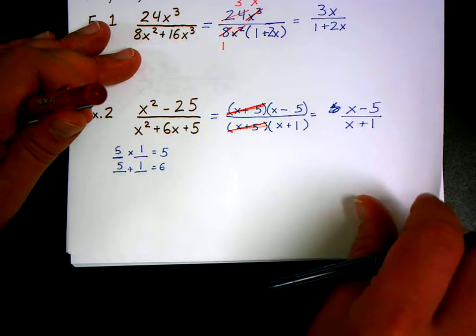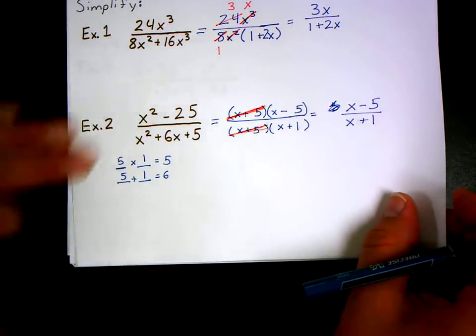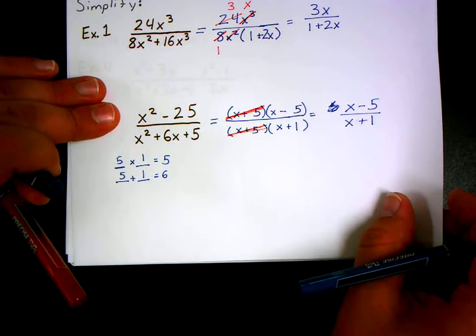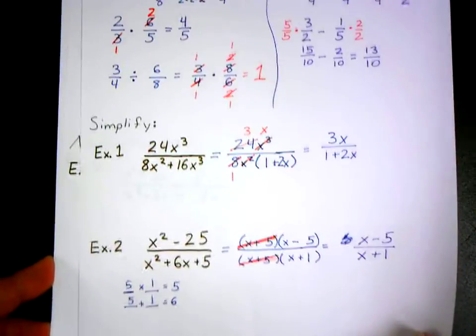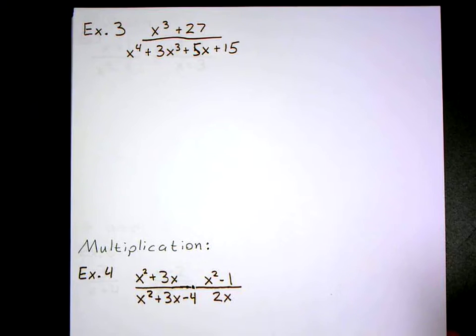Alright, you okay with that? So, you okay with those two types of factoring? Okay. The last two types of factoring you're responsible for at this point are those two.